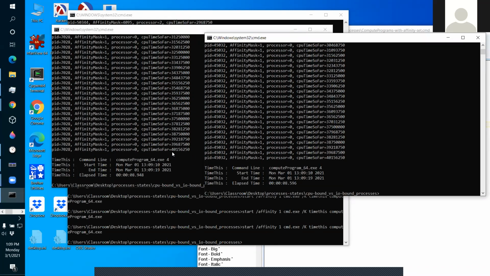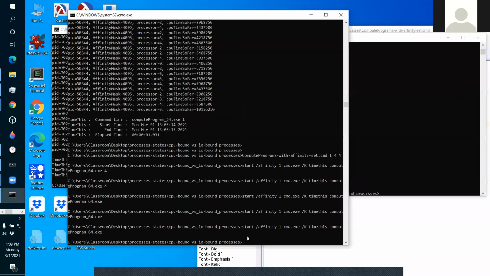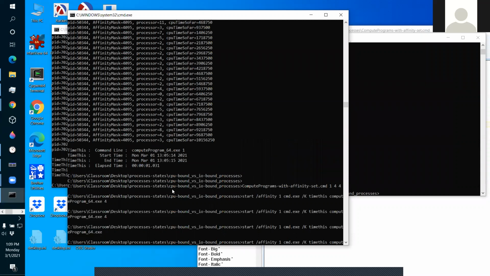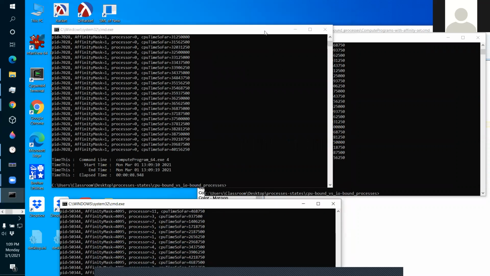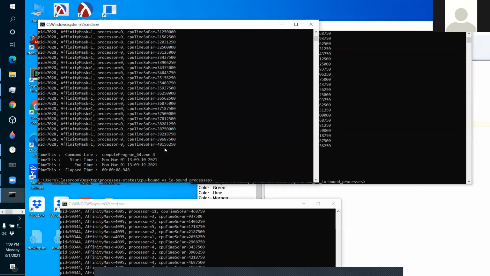Notice that each one got 4 seconds of CPU time, but it took each of them a little over 8 seconds to run. Oh yeah, I didn't time the whole thing. I'm only timing these 2 individual ones. So you see that each one of them took about 8 seconds to run because they're sharing 1 CPU. Each one got 4 seconds of CPU time, but it took them 8 seconds of wall clock time.